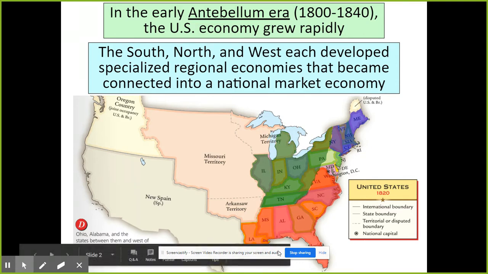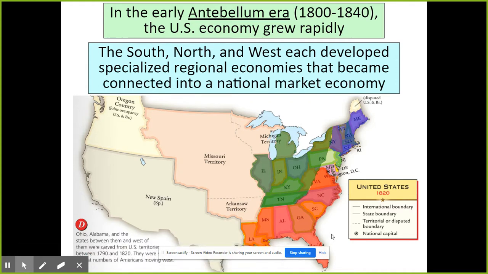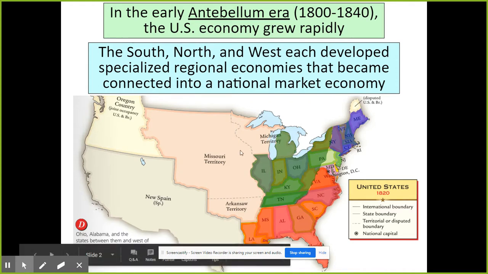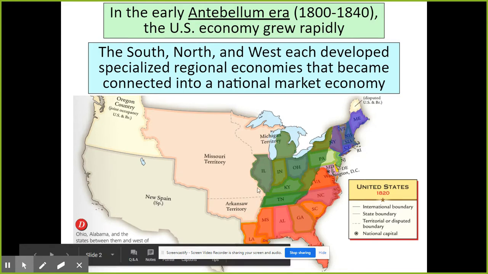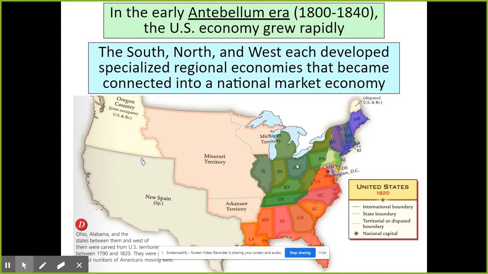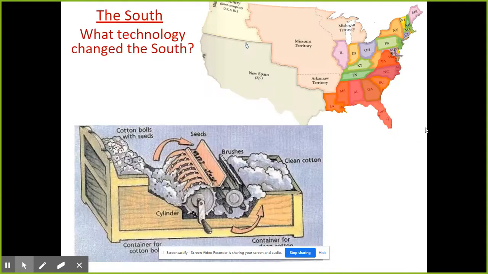Down south, we have agriculture, but it is more cash crops. It is more cotton, tobacco, indigo. It's crops you can't eat, although sugar is one of them. And then we have the agricultural society in the Midwest, which is the West at this point, and this is where most of the country's food is grown, even at this time. It is today, it is at this time as well. So the North, South, and West each develop specialized regional economies. So we're going to kind of look at those.